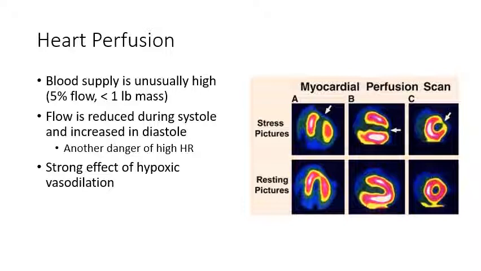Also in the heart, the perfusion is really strongly controlled by the hypoxic vasodilation or metabolic controls, where if the heart is using more oxygen, it then receives more perfusion. So on this image here, these are scans of the heart showing the perfusion. Wherever you have red, white, and yellow, that's where you have the most blood flow in the heart. On the bottom, you have the heart at rest, and at the top, it's during stress, which probably means that this patient was exercising when these scans were taken. And you can see that the brightly colored areas in each view are bigger in the resting picture and smaller in the stress picture, thus indicating that this person's heart is receiving less blood when they're having a rapid heart rate because they have so many systoles and the flow is reduced in systole.